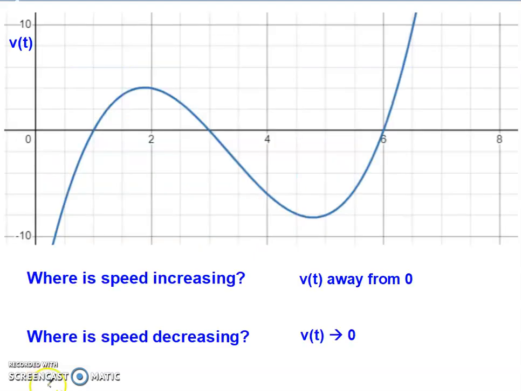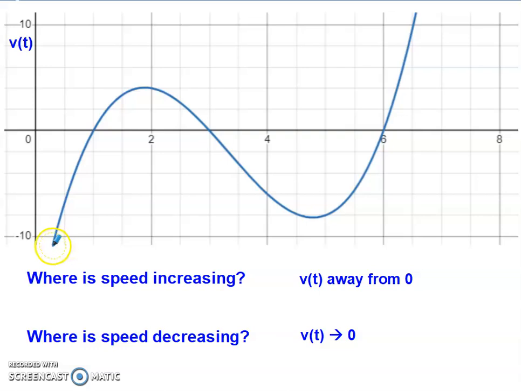On this screen here, you see a graph of a velocity function. And what we want to try to do with this velocity function is we want to see if we can use it to try to see where speed is increasing and where speed is decreasing. Now, if speed is the absolute value of velocity, speed will be increasing if the velocity is moving further from zero, but speed will be decreasing if velocity is moving towards zero.